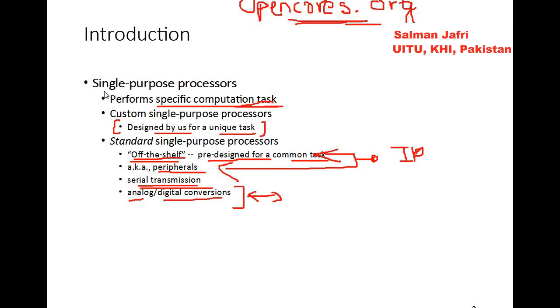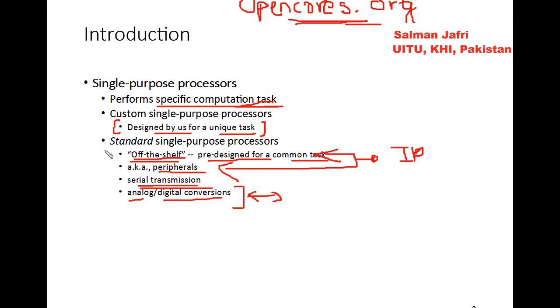So basically, let's have a review of single purpose processors. We discussed before that single purpose processors perform a specified computing task, right? So they are designed for a specified computation task. And what are custom single purpose processors? They are designed by us for a unique task. So we are the designers of custom single purpose processors. Why do we design them? Because they are not available, so we design our own processor.